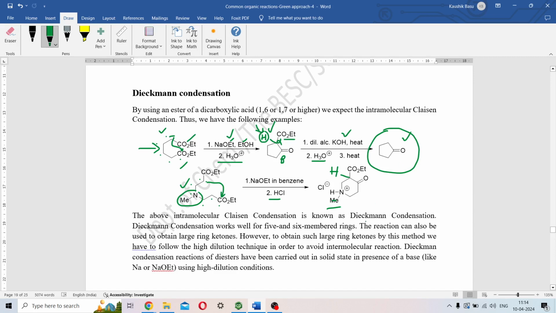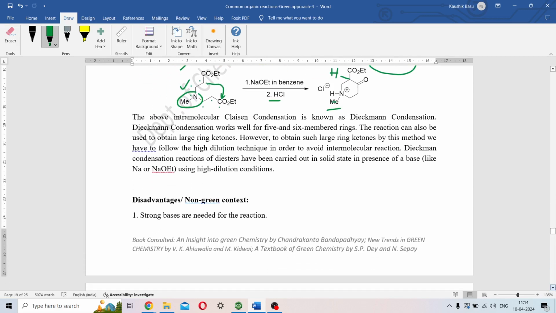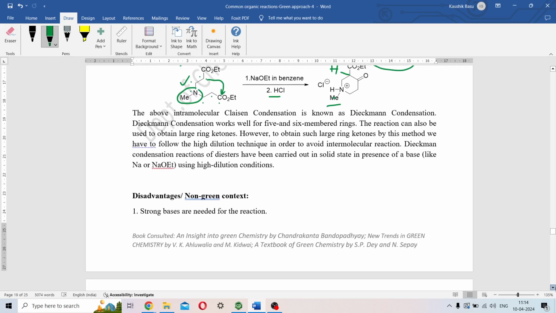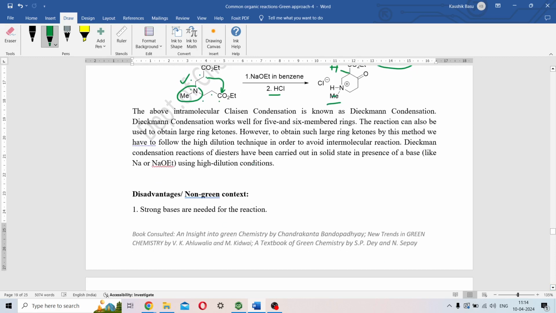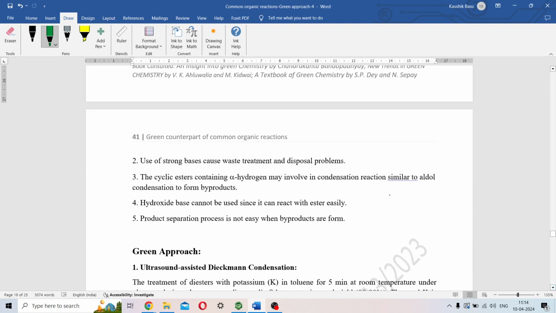We have already discussed many aspects of Dieckmann condensation in terms of the parent reaction, Claisen, etc. But what are the disadvantages that Dieckmann condensation particularly has? One disadvantage is that you are using sodium ethoxide, or you are using a stronger base than sodium ethoxide, so that's probably not a very good idea, not sustainable in terms of green chemistry, because that kind of strong base may lead to waste treatment problem and disposal problem.